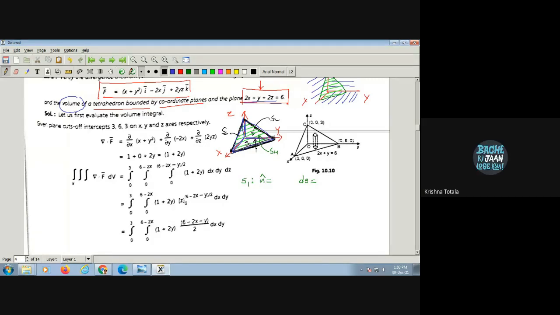Minus k cap, sir. So n cap will be minus k cap. That must be in the downward direction, so that will be the outward normal. Is this clear? So related to S1, n cap will be minus k cap. And what is the area element? As that surface is lying in the xy plane, the area element is dx dy.